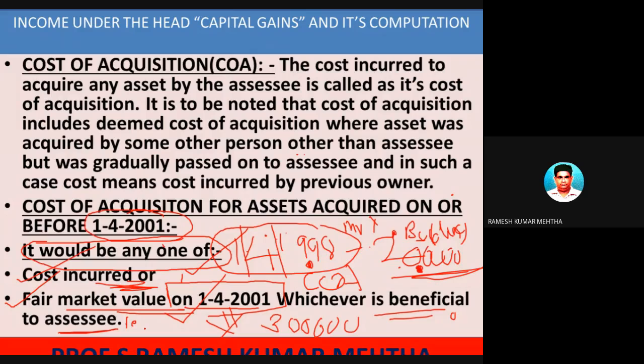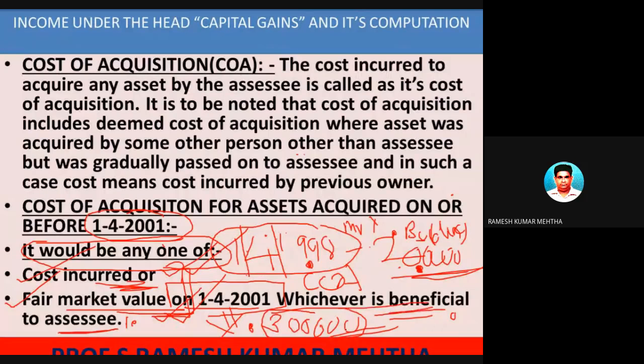Now, how can he reduce the tax burden? By increasing the value of the asset, or the cost of acquisition should be more, because if the cost is higher, the profit will be less, and with less profit his tax liability will also be less. So among these two, whichever is beneficial means whichever is higher, to my understanding. So in this case, the cost of acquisition of the asset acquired before 2001 should be the cost incurred or the fair market value, whichever is beneficial.